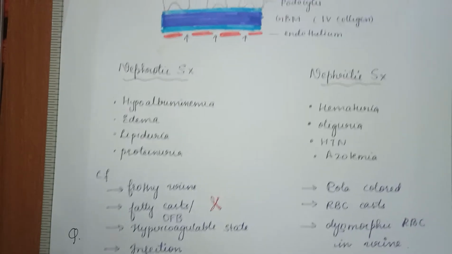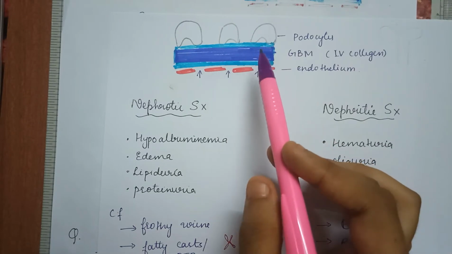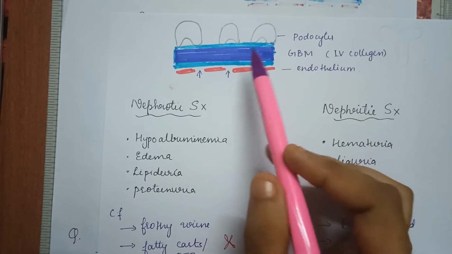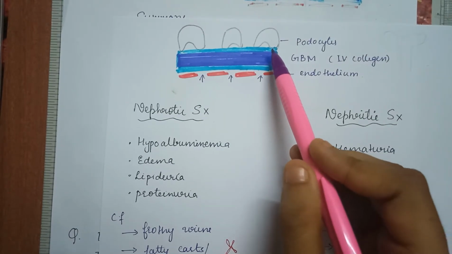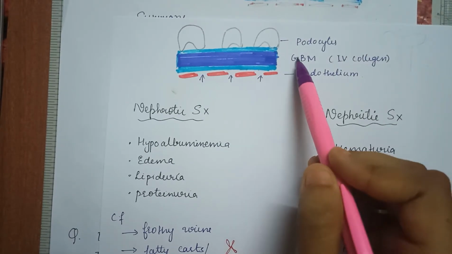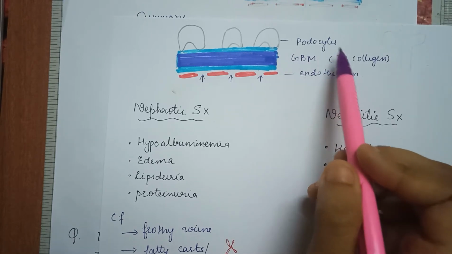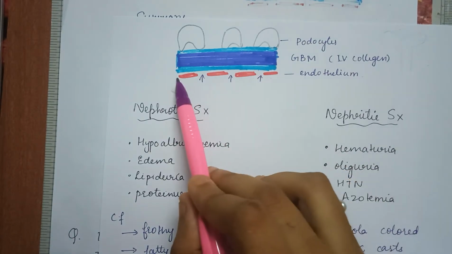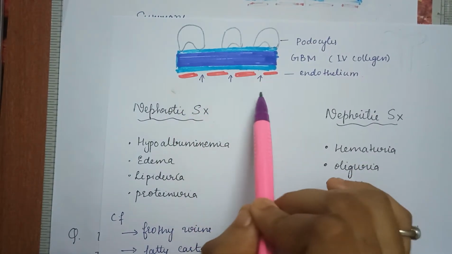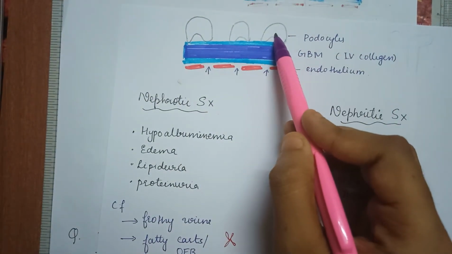So starting, first you must know this structure. This is the basics, okay? This is nothing but our filtration membrane. Here it is made up of glomerular basement membrane, which is made up of type 4 collagen. This is podocyte and this is endothelium. Just remember, this is nothing but our capillaries, so the lining of capillaries is nothing but endothelium. This is our visceral epithelium.